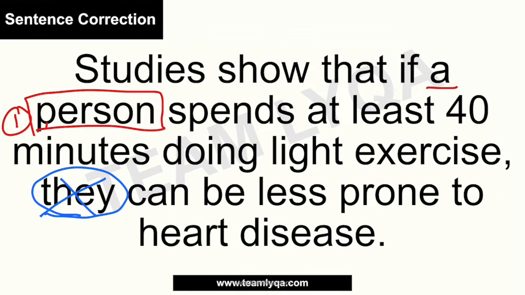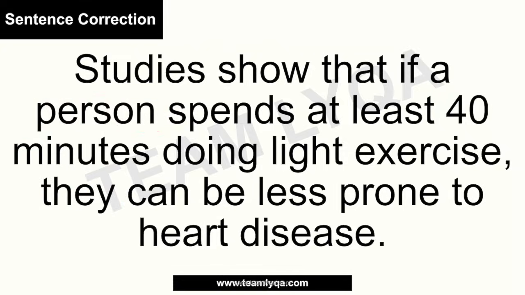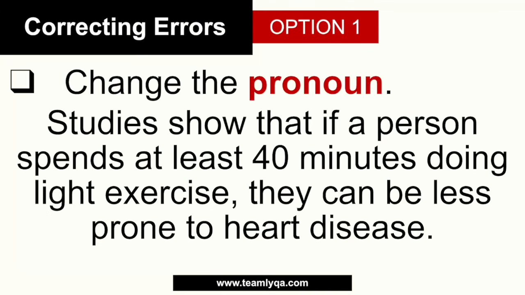Okay. Now, anong gagawin natin ngayon? May nakita tayong mali sa paper natin or sa sinulat ng iba. How do we correct it? Now, option 1 would be to change the pronoun. So, balikan natin yung sentence. Sabi, studies show that if a person spends at least 40 minutes doing light exercise, they can be less prone to heart disease. So, yung antecedent natin na a person, so this is just one person, singular siya dapat, magsistay siya as it is, papalitan natin yung pronoun, yung they. Gagawin natin siya dapat na singular.